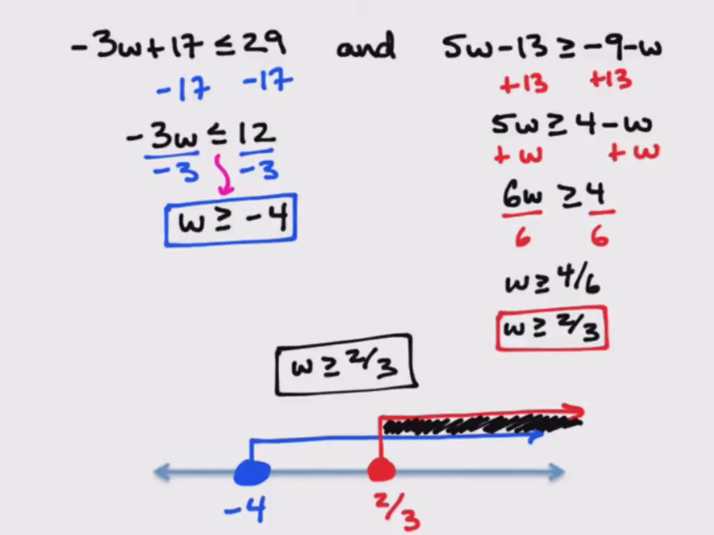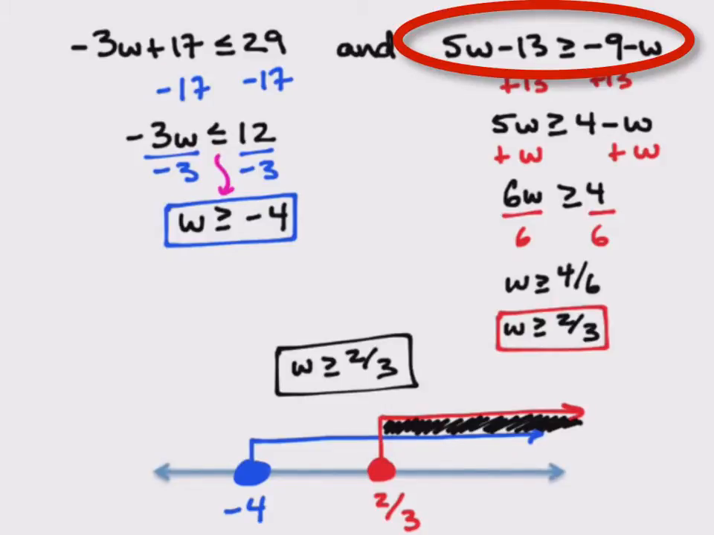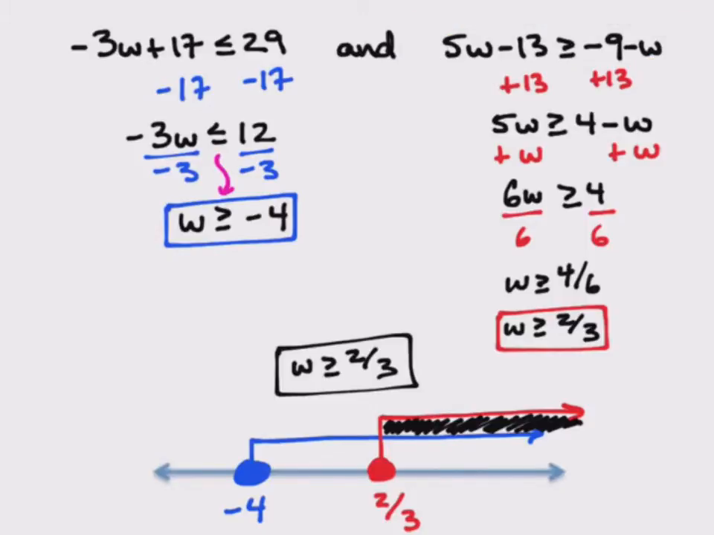In this case, any number that made this inequality true already made the other one true, and so to write our solution set, all we have to write is W is greater than or equal to 2/3. Note, there's no fancy condensed inequality for this solution set, and sometimes students try to write fancy stuff when it's not really appropriate. This simple statement will do.